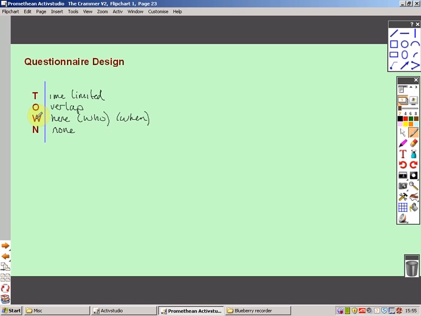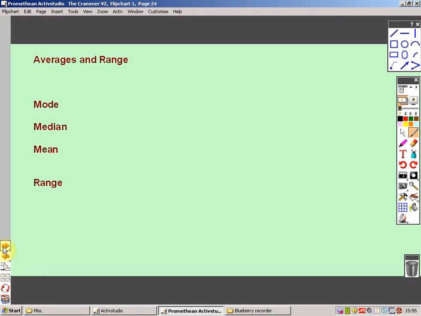If you're asking a survey about sweets stood outside a sweet shop, it's probably biased, not a good place to ask it. Where should you be asking it? Yes, that's right, in the town centre. That's why we remember TOWN. Where should you ask a survey? In the town centre. Doesn't matter what it's about, you always answer in the town centre. Remember the town centre: time limited, overlap, where, none. Job done.